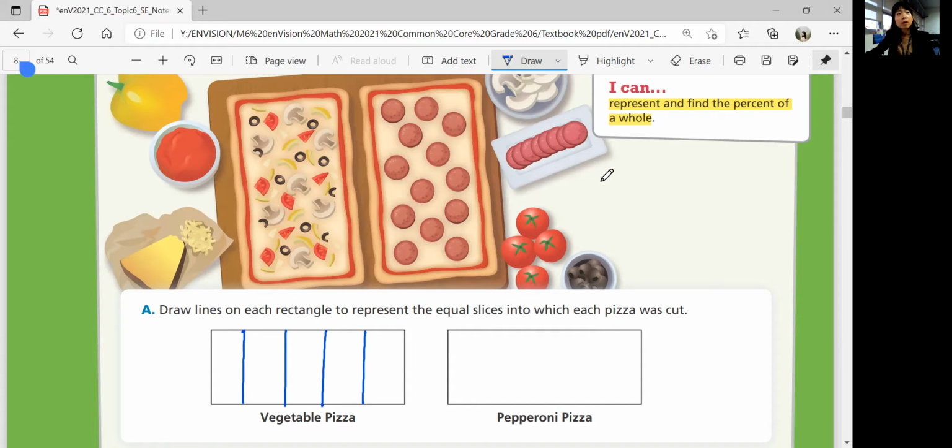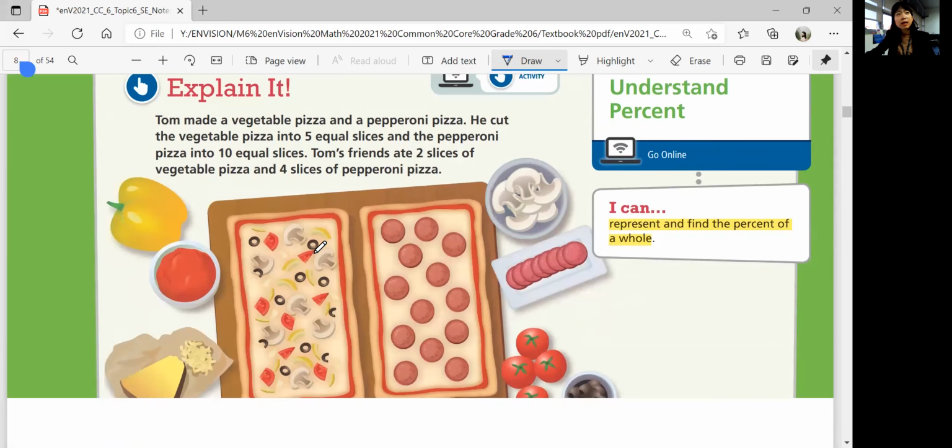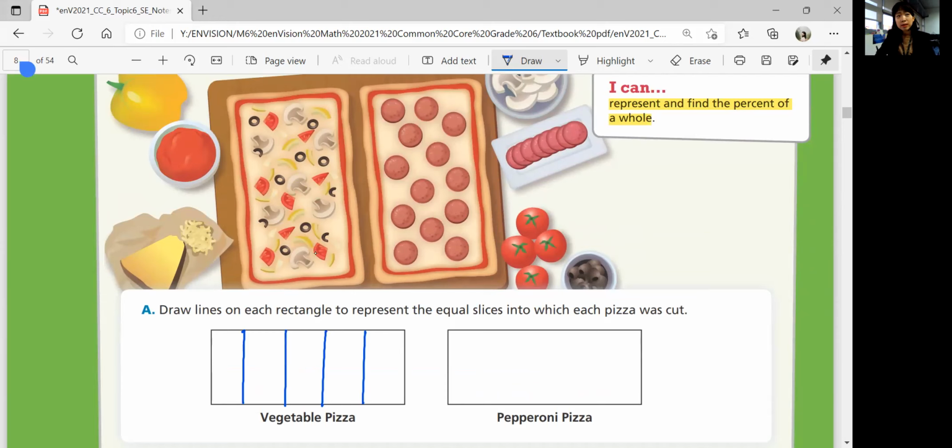And then a pepperoni pizza into 10 equal slices. So we have the same thing except it's 10. So I'm going to start here and start with 5 equal slices first. And then I'm going to divide those 5 slices into halves. And that's gonna make us 10 slices, okay? So 5 slices and 10 slices.